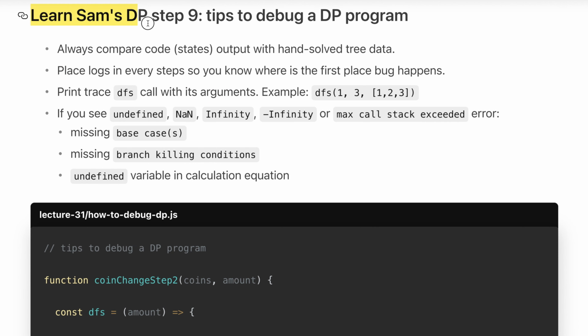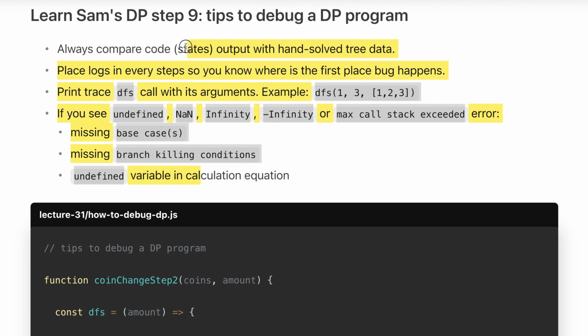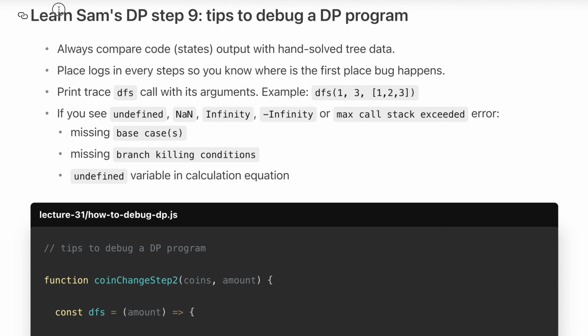Next, learn SAMDP step 9. There are some tips to debug a DP program. These are the things that you're usually gonna see when you write your DP code the SAMDP way. Now, always compare your code output, which are the state parameters, with the hand-solved tree data. This is the most important part. If you fail this part, your entire effort after this is meaningless.